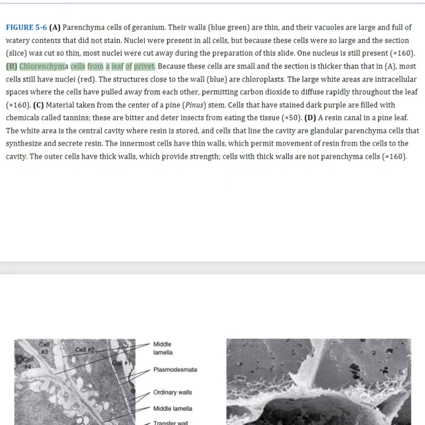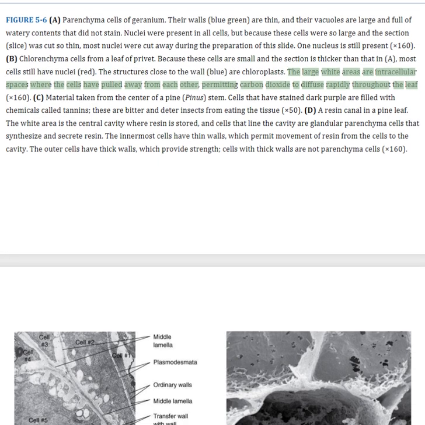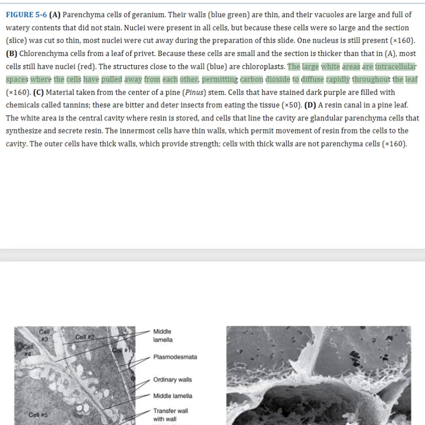Chlorenchyma cells from a leaf of privet. Because these cells are small and the section is thicker than that in the previous figure, most cells still have nuclei. The structures close to the wall are chloroplasts. The large white areas are intracellular spaces where the cells have pulled away from each other, permitting carbon dioxide to diffuse rapidly throughout the leaf.